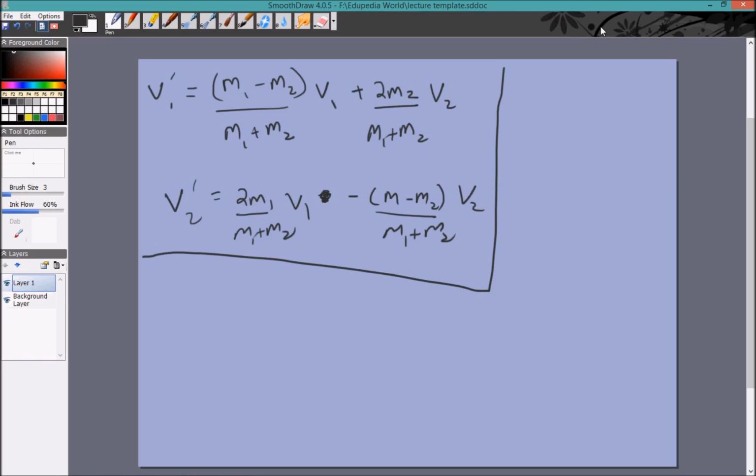Right, and we don't need to have been given v1 and v2 to find v1 dash and v2 dash. Maybe we were given v1 dash and v2 dash and v1 and v2 and we wanted to find out the masses. We can find any two of these 6 quantities given the other 4 because we have 2 equations.